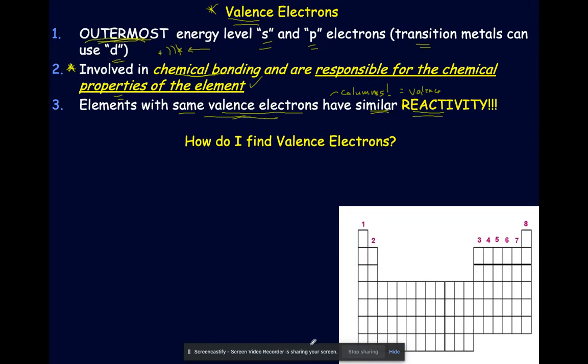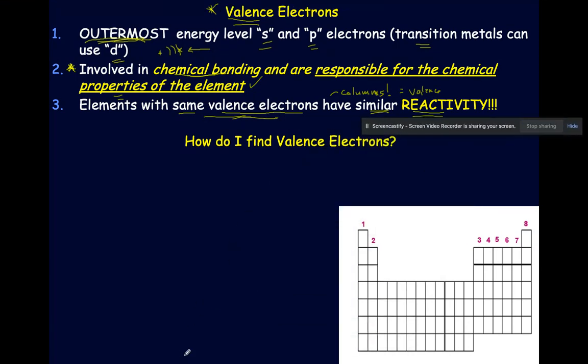A couple of ways you can find the valence electrons in an atom. A few ways you can do this. Number one is finding the group number. The group number you'll see is the column number in the periodic table. Now, a little change to this.